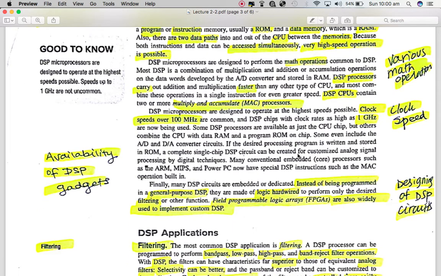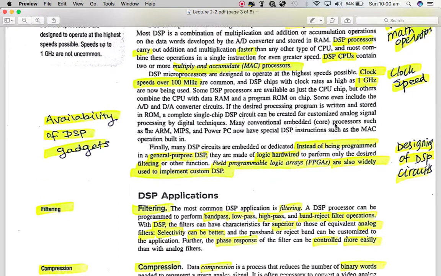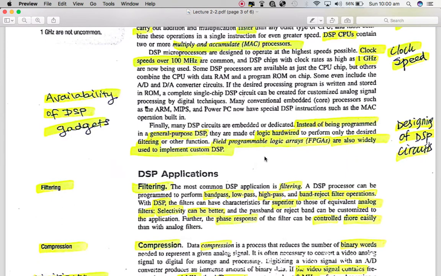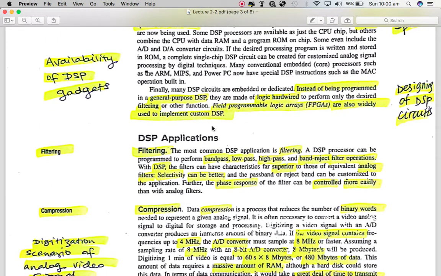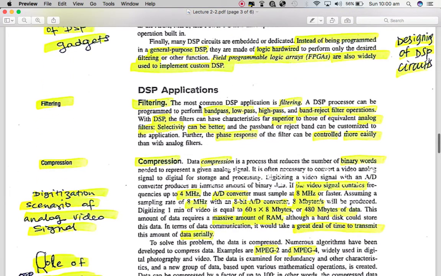The clock speed of the DSP processor can be as high as 1 gigahertz, and can be within the range of 100 megahertz to 1 gigahertz. The DSP gadgets which are performing various DSP applications are available in the form of a RAM plus ROM plus DSP processor combination, or in a DSP plus ROM combination only, or in a DSP plus RAM combination only. And for the purpose of designing the DSP gadgets, we use the FPGA, as told earlier, to implement customized DSP gadgets.